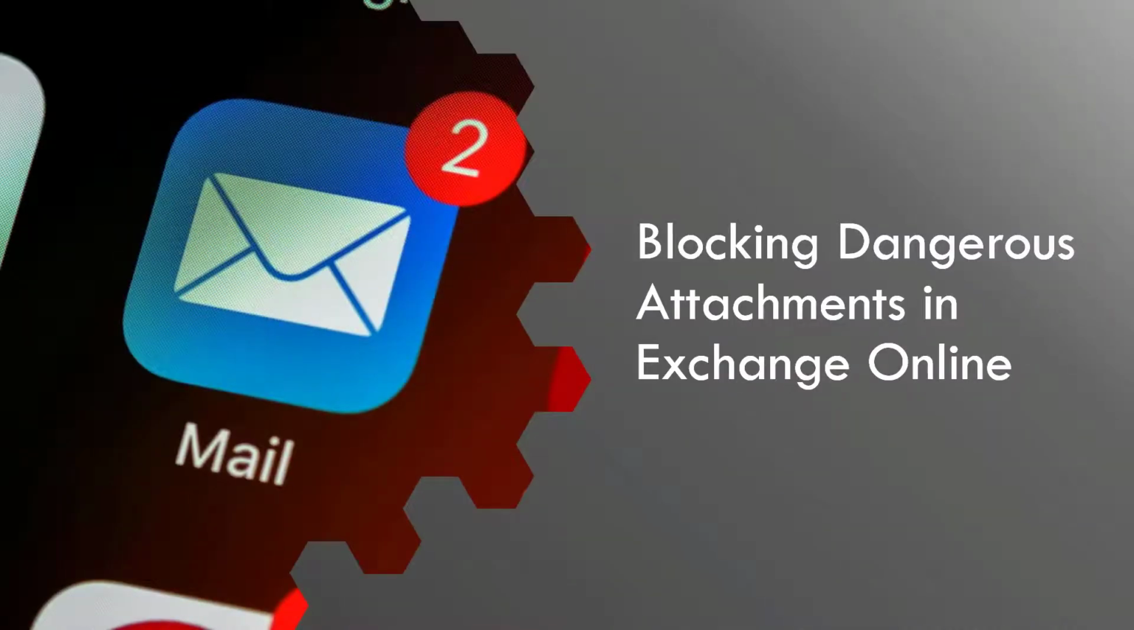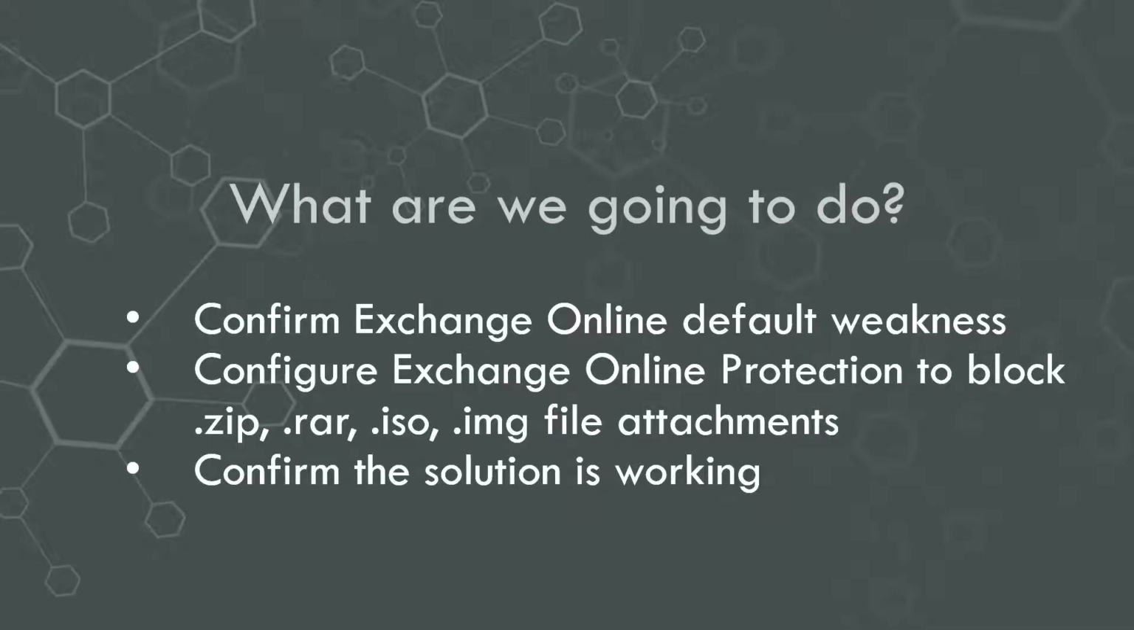Alright, before we get in too deep in this demo, first let's just paint a picture of what we are going to do. First off, we are going to confirm that with a basic Exchange Online rollout, users will still be able to send and receive attachment types such as zip, RAR, ISO and IMG file types. Secondly, we are going to configure Exchange Online Protection to block these file attachment types. And lastly, we are going to confirm that the configuration we have done is working as expected.